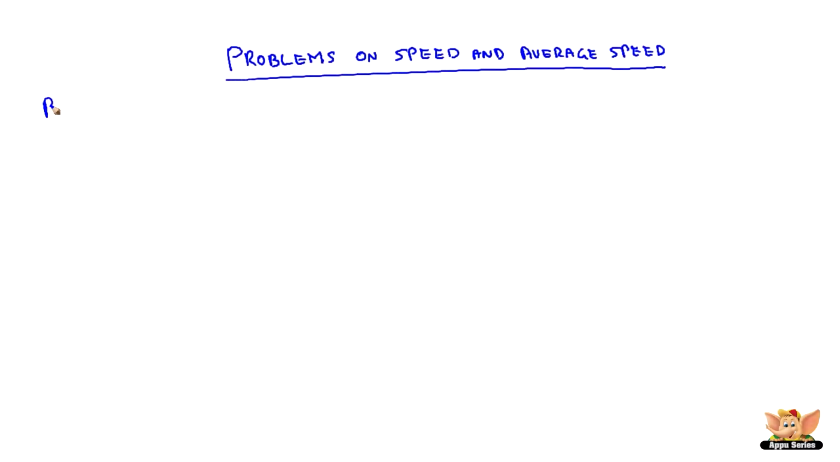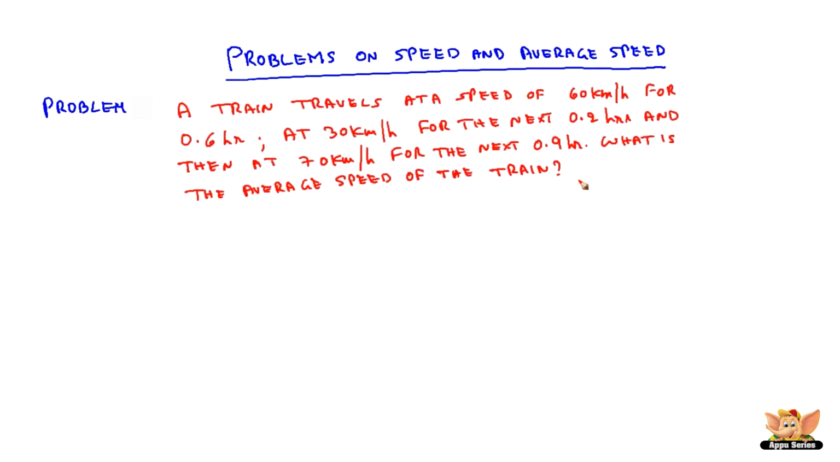Problems on speed and average speed. Problem 1. A train travels at a speed of 60 km per hour for 0.6 hours, at 30 km per hour for the next 0.2 hours, and then at 70 km per hour for the next 0.9 hours. What is the average speed of the train?